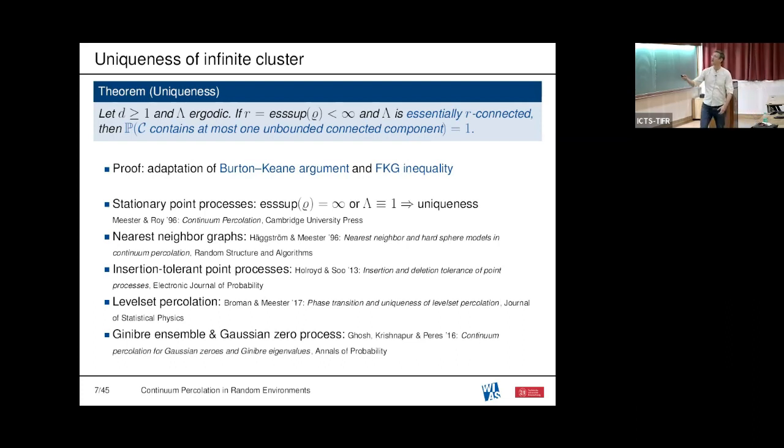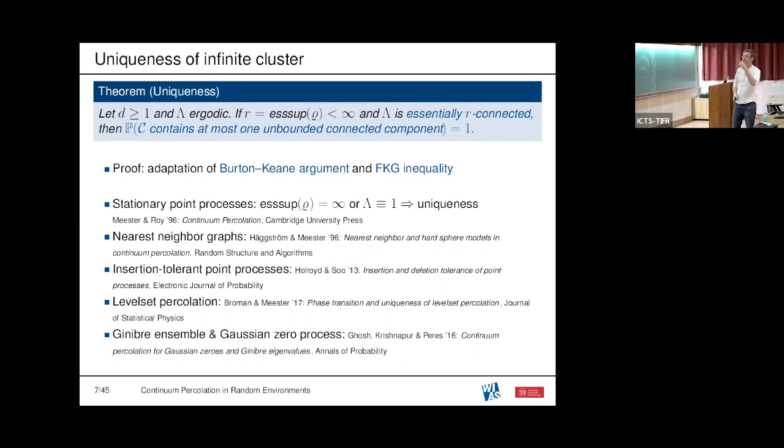So what this is saying is that if I can have balls with positive probability of arbitrary size, then I can, with positive probability, connect all components in some finite volume. And then by ergodicity, if this has positive probability, it must have probability one. So this is why I'm imposing this.